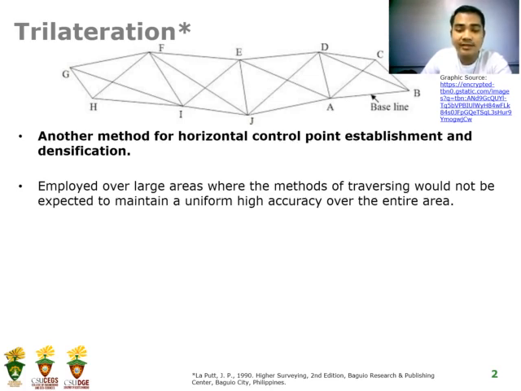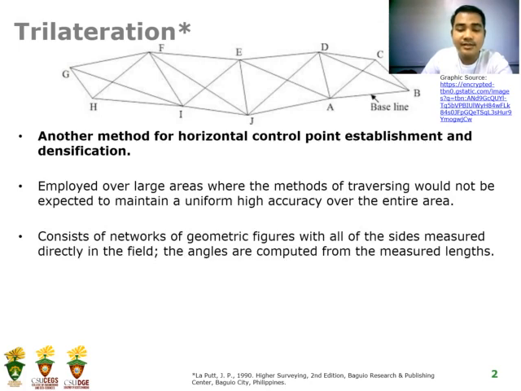So again, the trilateration is used if ever the method of traverse is not possible, or you cannot maintain high accuracy over the entire area or in one location. So it consists of networks of geometric figures with all the sides measured directly in the field.